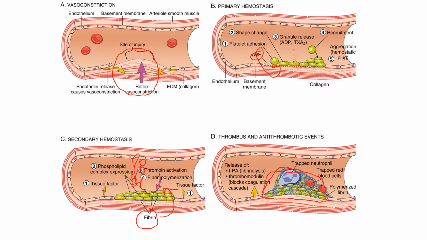Once you have a clot suitable for the site of injury, you want to lyse extra fibrin. Why? Not to form a clot that occludes the blood vessel. Okay, so the last step in hemostasis is fibrinolysis. Fibrinolysis, lysis of extra fibrin.